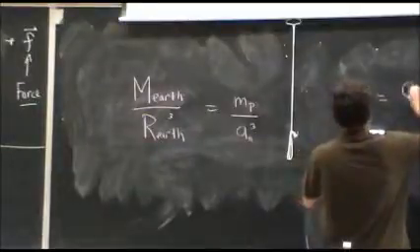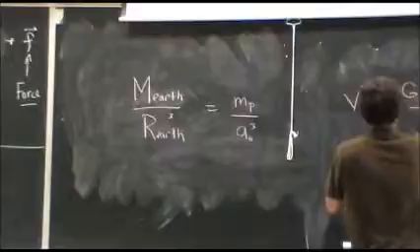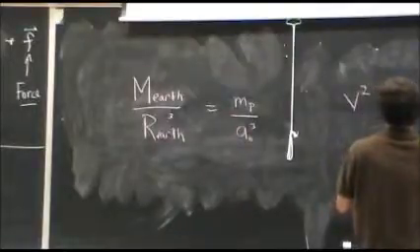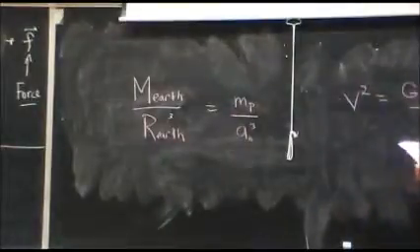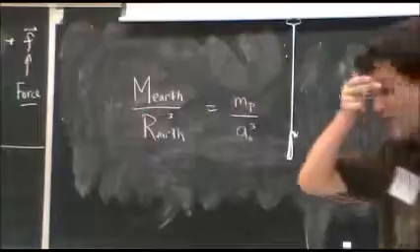So I need V squared to be larger than G_Earth M_Earth over R_Earth. So this is what I need. I need the velocity of something that escapes to be larger than this. Now, the constituents of the atmosphere are, of course, running around with their sound velocities.